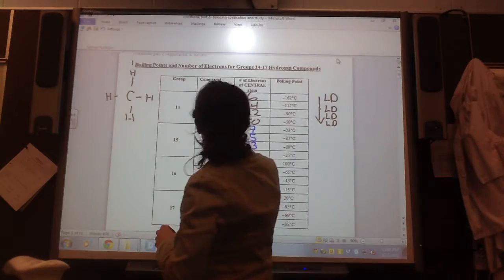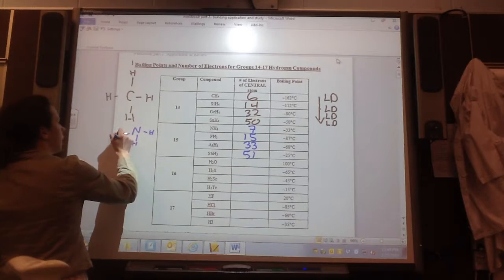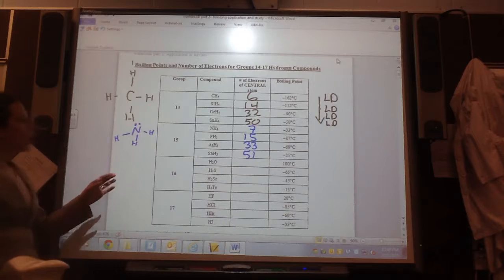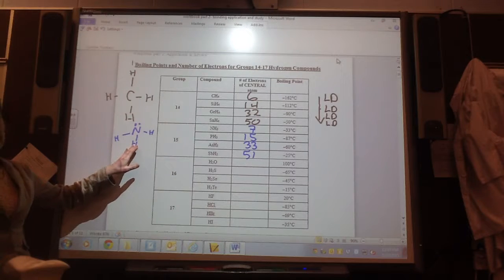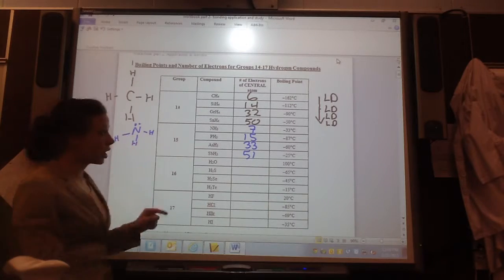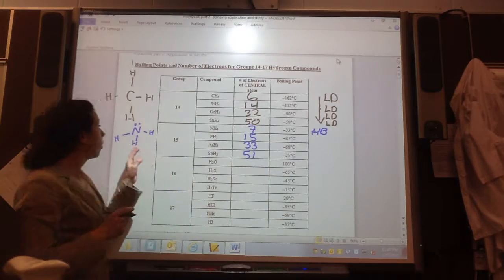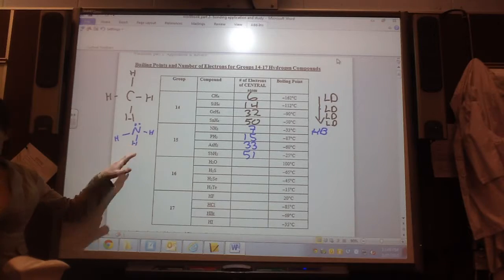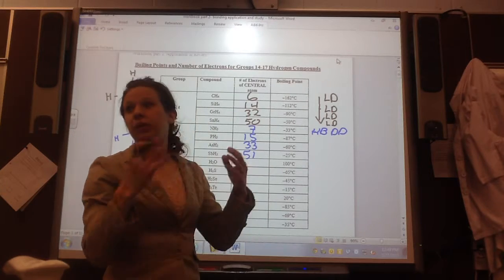So when we think about NH3, if you want to, you can kind of draw them off to the side. Does this have hydrogen bonding? Yes, because a hydrogen is attached to N. So it has hydrogen bonding. Is this a polar molecule? Oh yeah. Yep, definitely polar, so it has dipole-dipole. Does it have London dispersion? Of course.